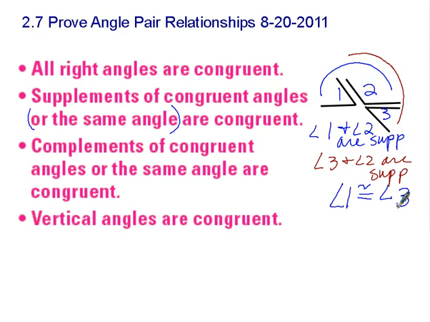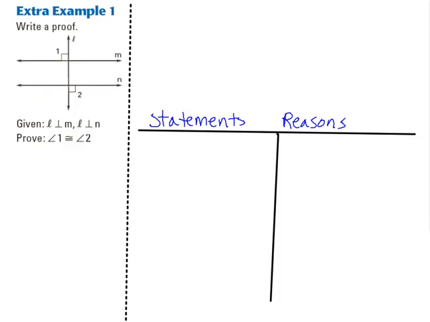Complements work the same way. Complements of congruent angles or the same angle are congruent. Vertical angles are congruent, which we already know. Let's look at a proof. In our example 1, we're going to write a proof. This is as if it was given in the book.